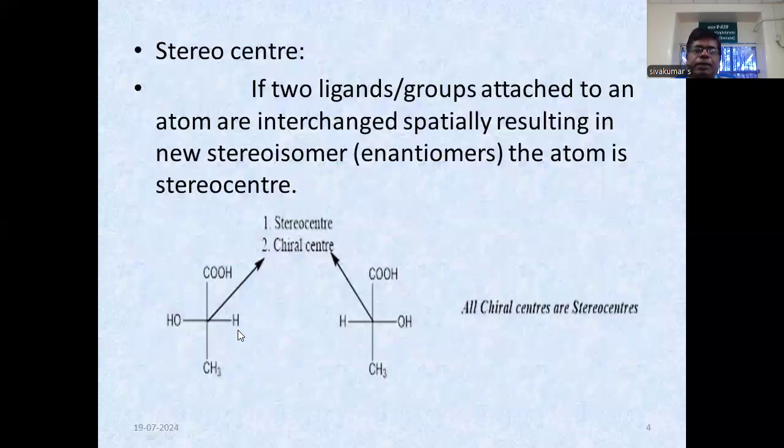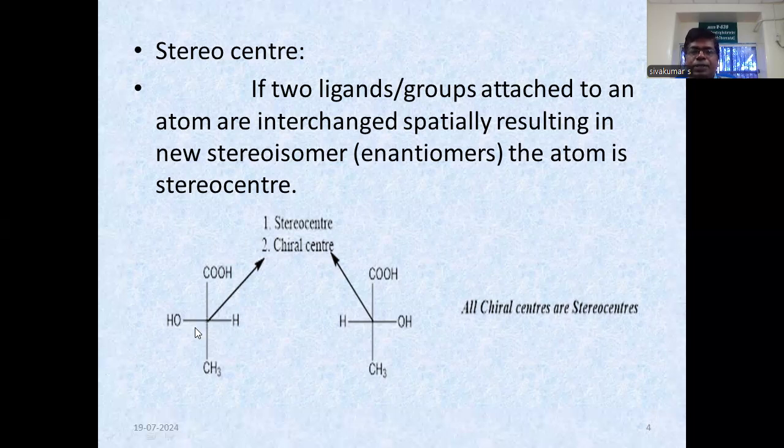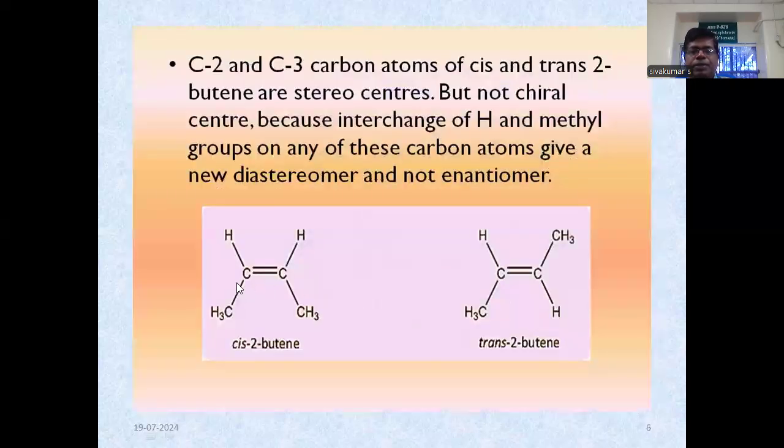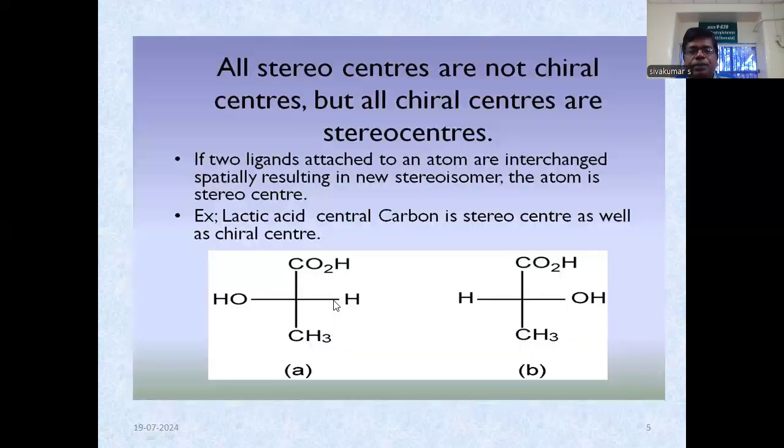Now, in this example, the central carbon is said to be a chiral center as well as a stereo center. So what is a stereo center? We come to this example. This is an alkene. In the alkene, the first carbon and the second carbon are called stereo centers, because in the first carbon the interchange of the hydrogen and the methyl group leads to the formation of a new isomer. Thus, we have two isomers which are called diastereomers. Therefore, the carbon is said to be a stereo center. Here, this carbon is said to be a chiral center.